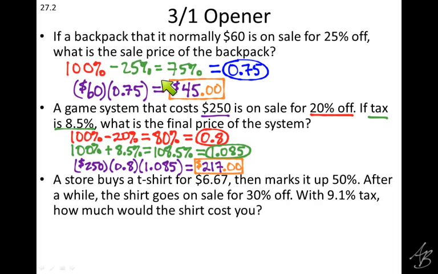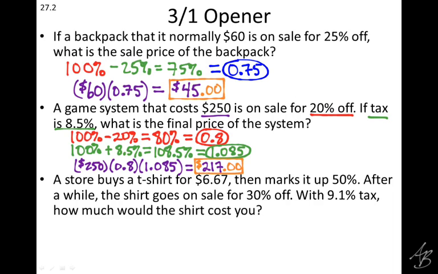Also, I forgot to mention it on the first one, but anytime we're dealing with percents, so we have 100%, 20%, 80%, 100%, 8.5%, all of those percents need to have a percent symbol on them. We need to remember that those are percents and not just decimals. All right. Now, the last one is going to be a little bit different because there's three things going on.